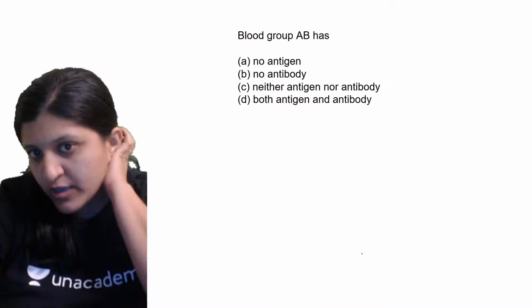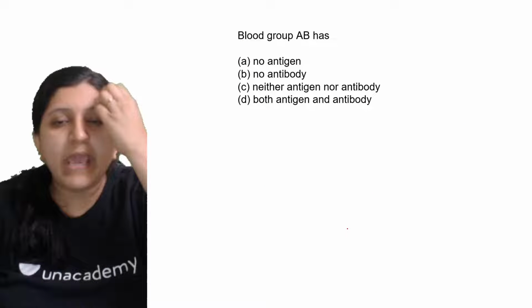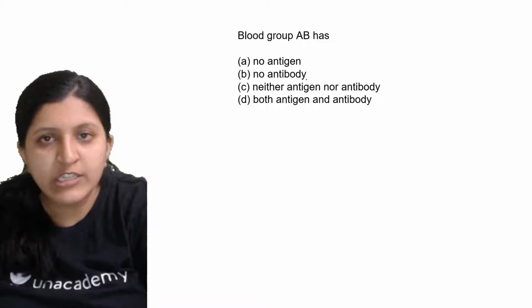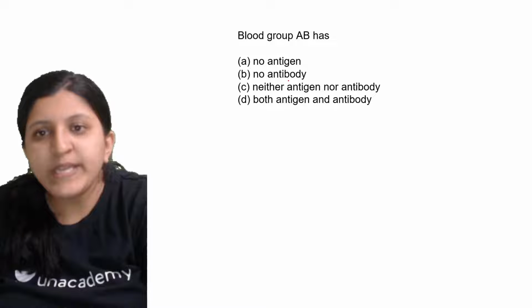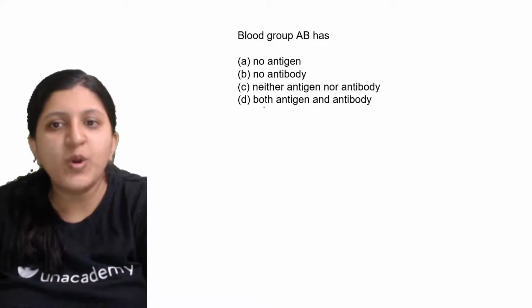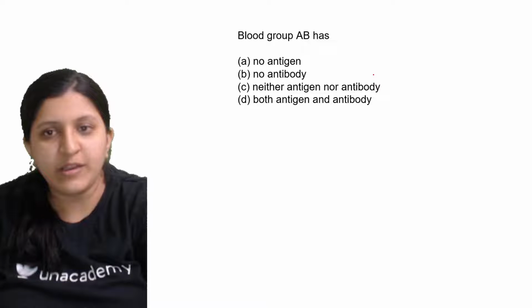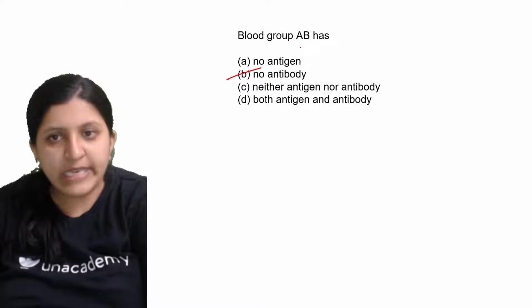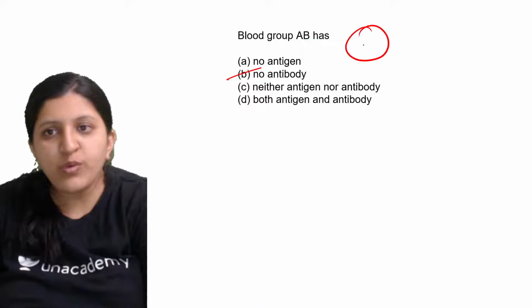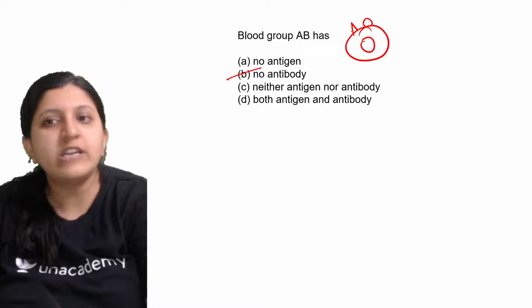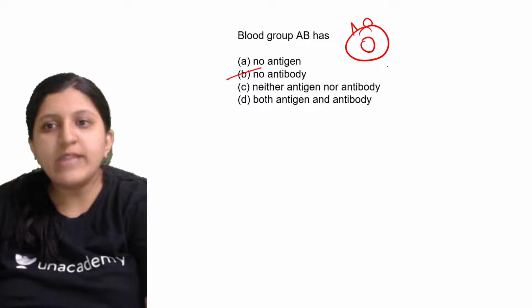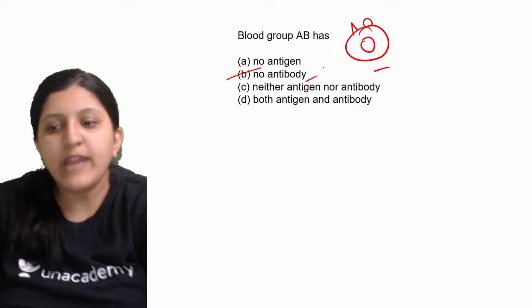Okay, so we will see this one. Blood group AB has: no antigen, no antibody; neither antigen nor antibody; both antigen and antibody. So the answer is no antibody here, as both types of antigens can be found. That is why the plasma does not have an antibody.